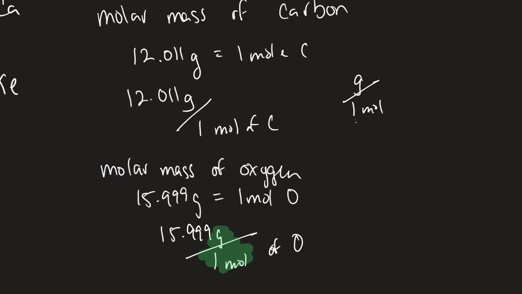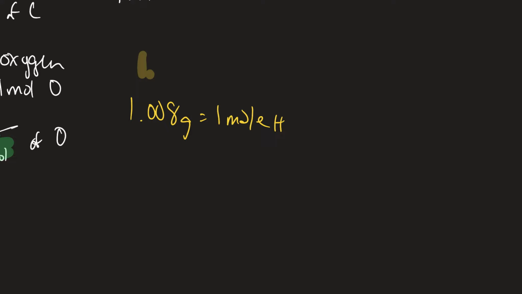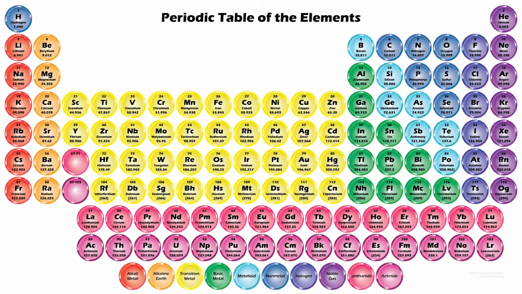Same thing for hydrogen. If we're talking about the molar mass, we know it's 1.008 grams equals 1 mole of hydrogen. So what we could say here is that the molar mass of hydrogen is 1.008 grams per mole. You could look at the periodic table and easily figure out the molar mass of these individual elements.